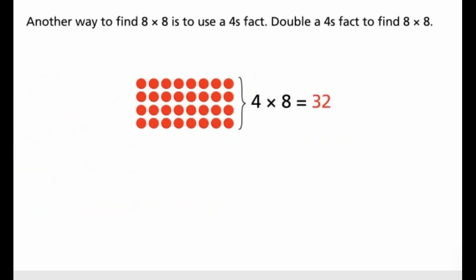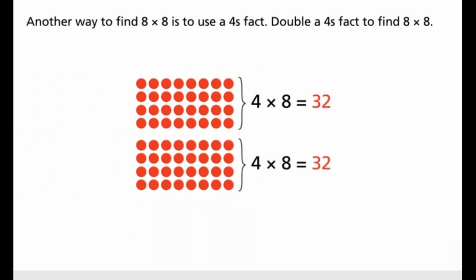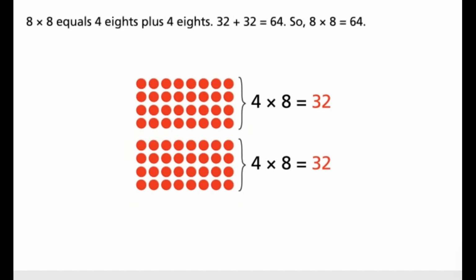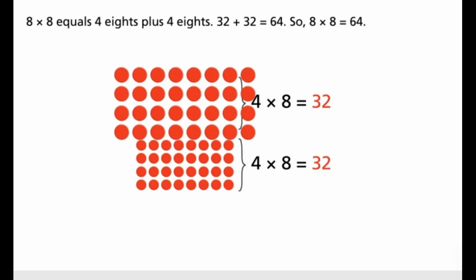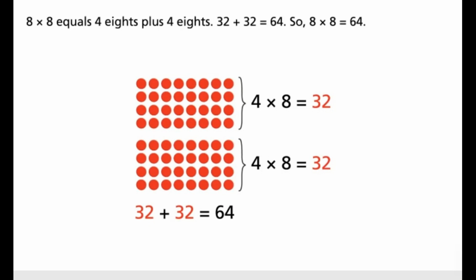Another way to find 8 times 8 is to use a 4's fact. Double a 4's fact to find 8 times 8. 8 times 8 equals 4 8s plus 4 8s. 32 plus 32 equals 64. So 8 times 8 equals 64.